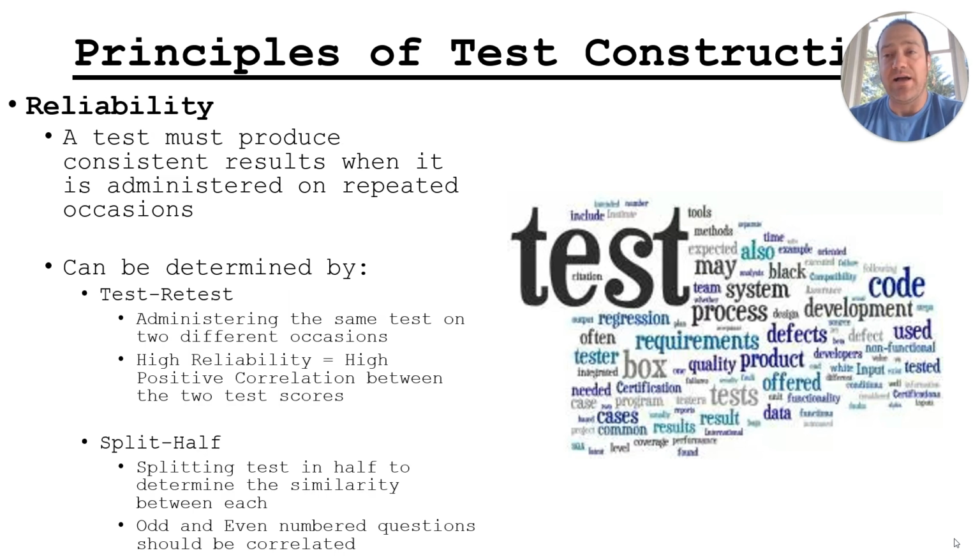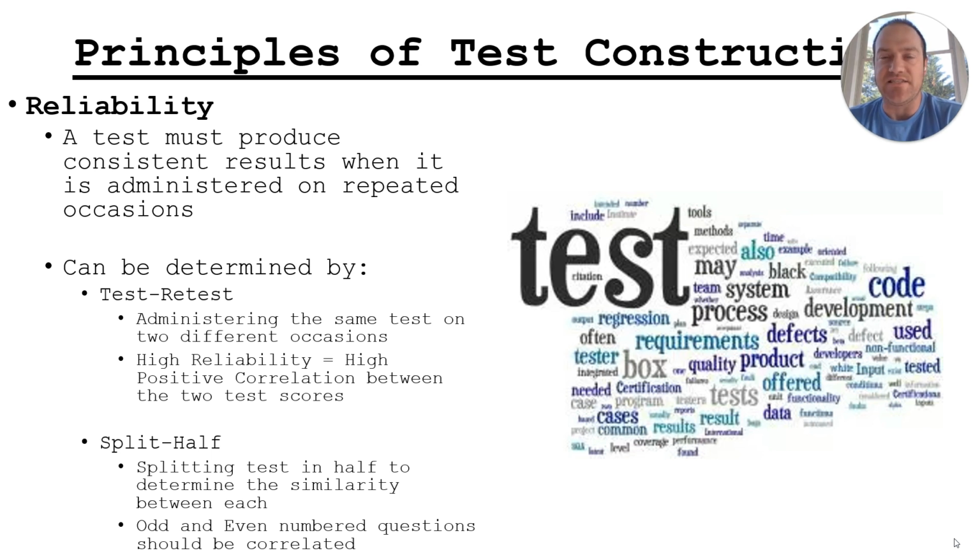Okay. Now, reliability. If something's reliable, that means it produces consistent results. So what this means is that if you take the test multiple times, you should have consistent results. Now, do not hear that and think that you have to score the exact same every single time you take it or it's unreliable. That's not what it means.